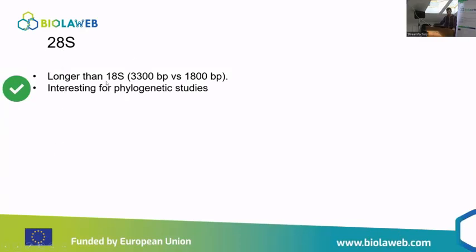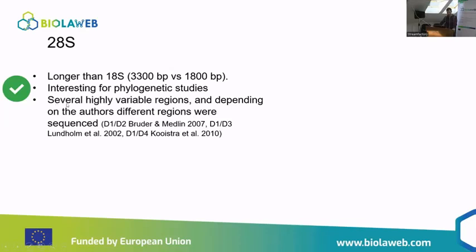28S is longer than 18S: 3,300 base pairs, while 18S is 1,800 base pairs. It's interesting for phylogenetic studies and has been quite intensively used. There are several highly variable regions, and depending on the authors, different regions were sequenced. For instance, there is no homogeneity when you look at the papers along the years. Some people use particular highly variable regions like D1 and D2, others use D1 and D3, others D1 and D4.